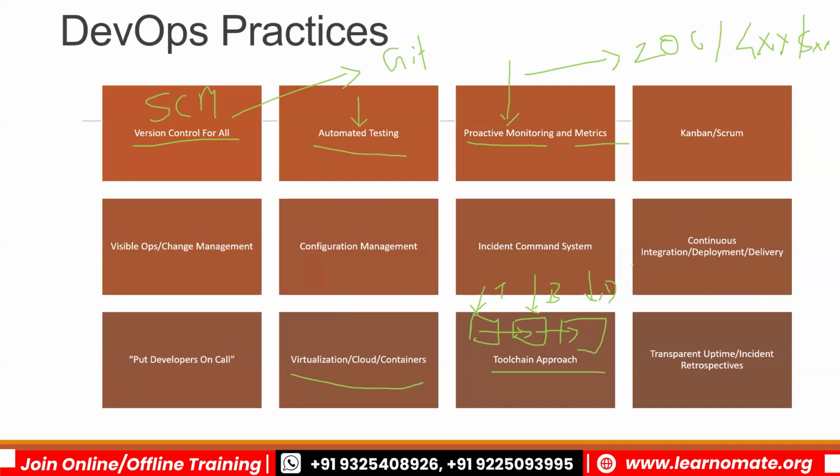Then comes the CI/CD part, continuous integration, deployment, and delivery, where we are trying to integrate whatever changes we have built into our software code and then deliver those to the end user. So these are the different practices which are being followed. I will not go into each and every one of them, but these are very critical for the success of your DevOps pipeline.